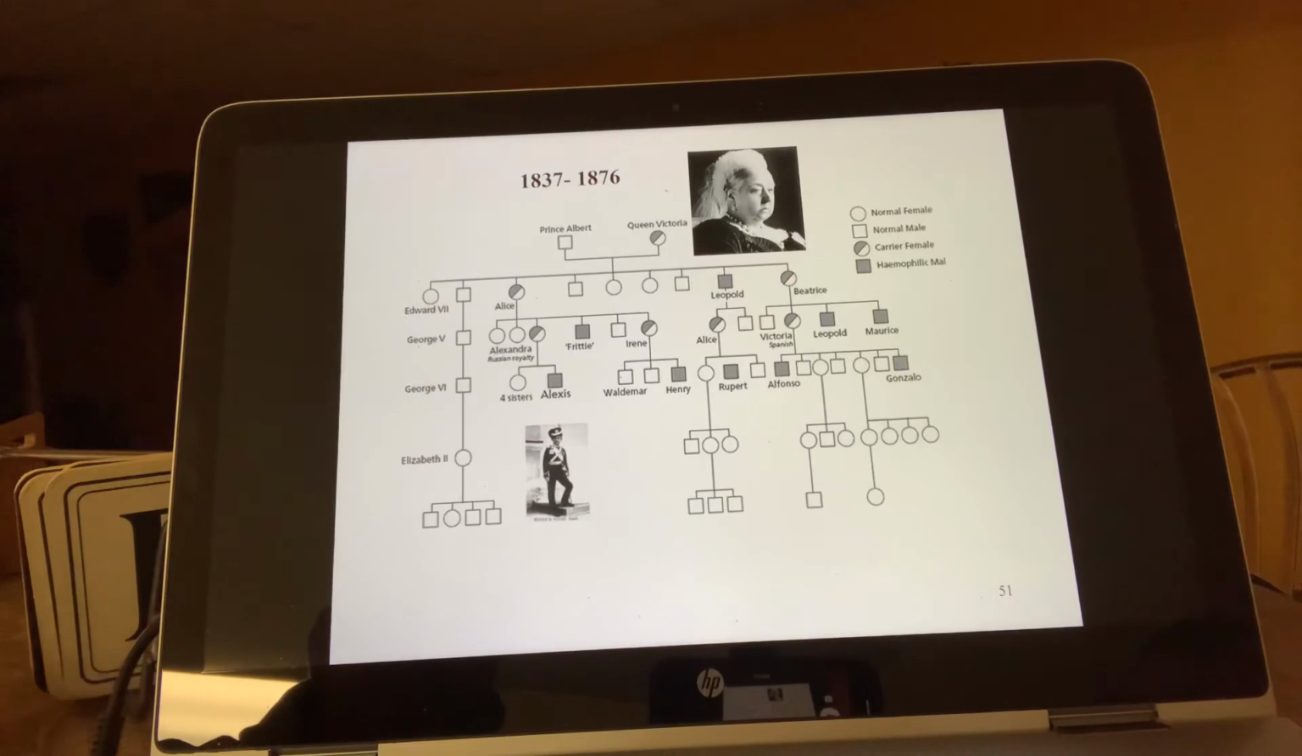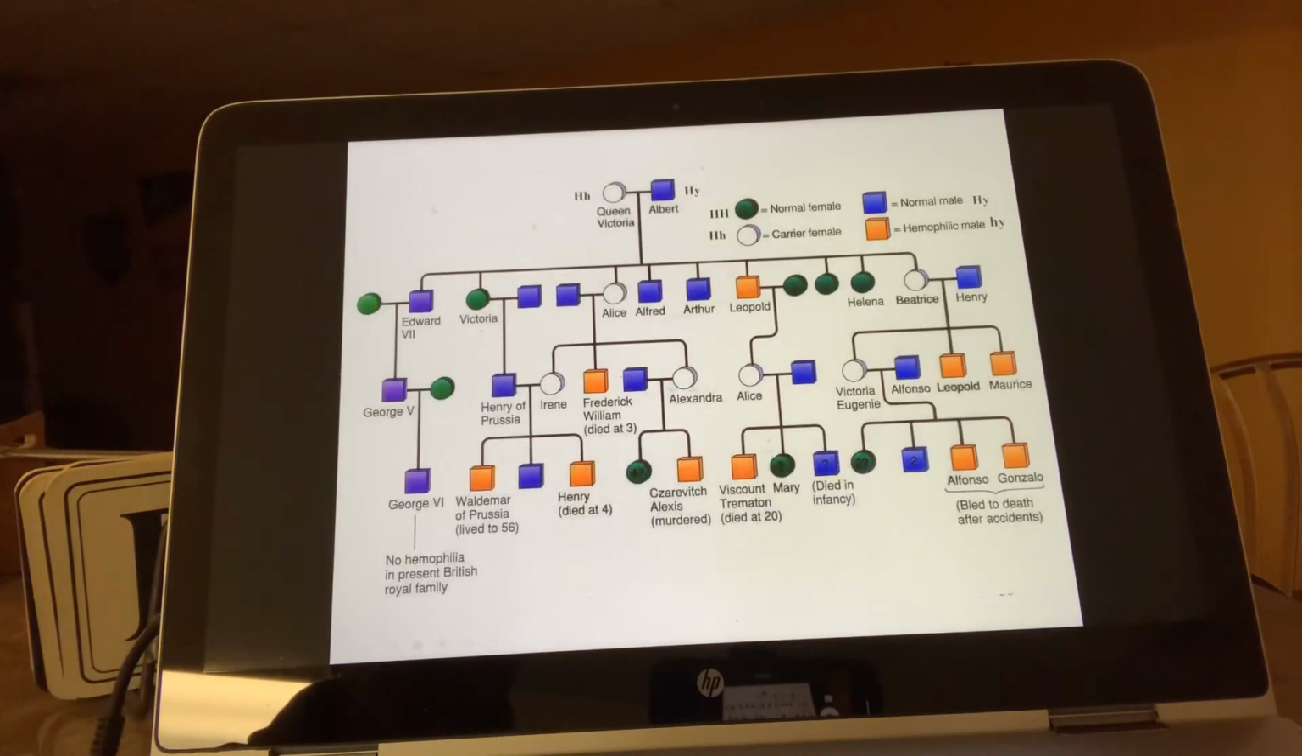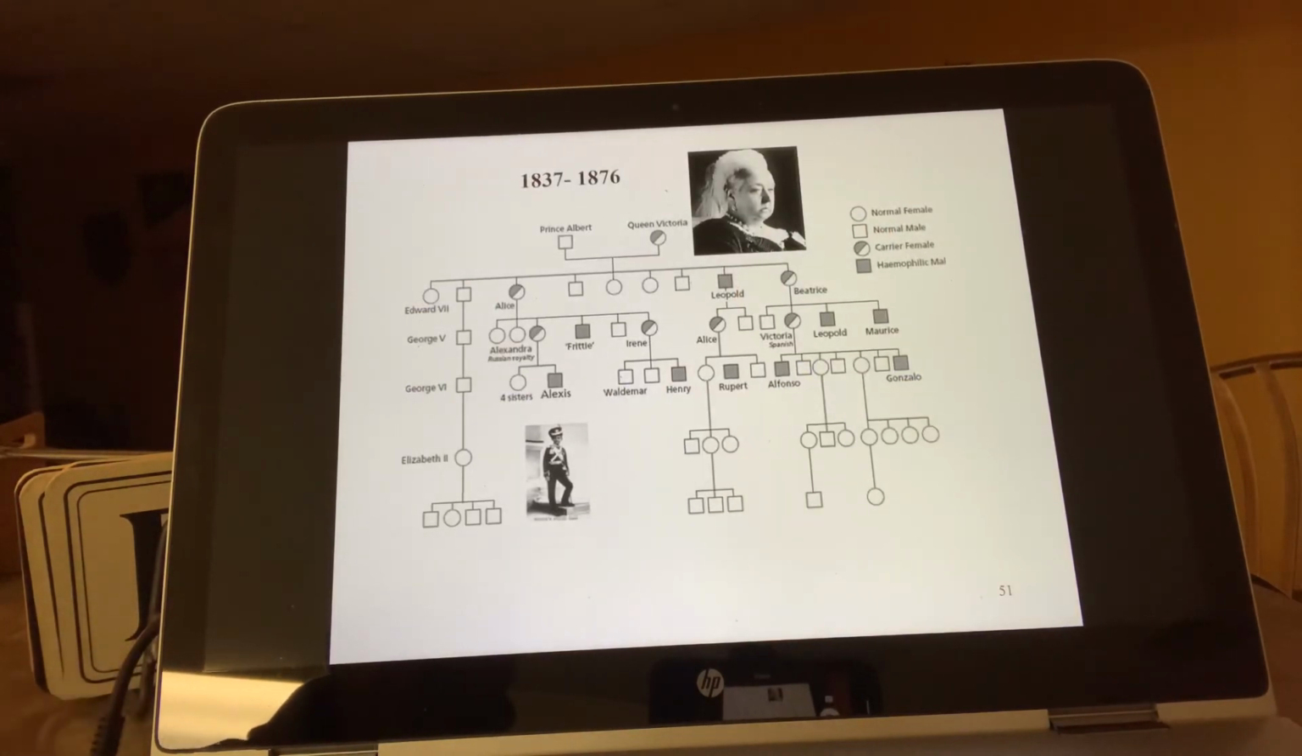Another example of the same chart, just to be more complete. Here's George VI. Again, this is the line of succession for the British monarchy because this was the firstborn male child, and therefore there is no hemophilia in the British royal family at this point.